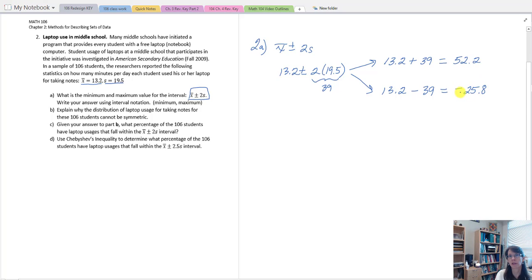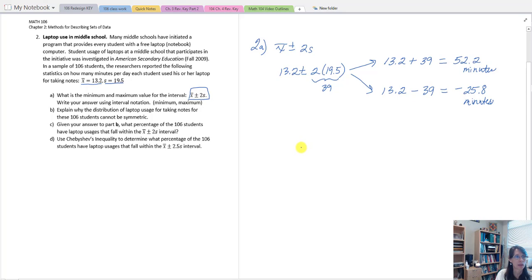negative 25.8. Think about if a negative value would make sense for this particular example. So these are minutes that students are using laptops. You can have 52 minutes, but can you have negative 25 minutes? That isn't going to make sense. So that's going to be helpful answering one of the other questions today. So it might be helpful to include minutes here with these boundaries.